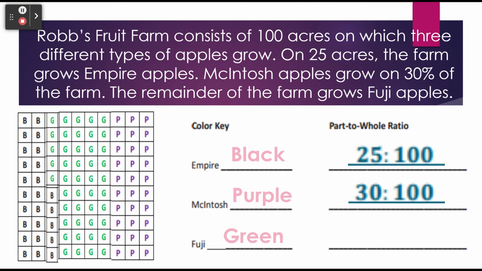And my remaining, you can just count them all up like we did, 45, or you could have added 25 plus 30 and subtracted that from 100 to get your answer. The part that is Fuji is 45 out of 100.